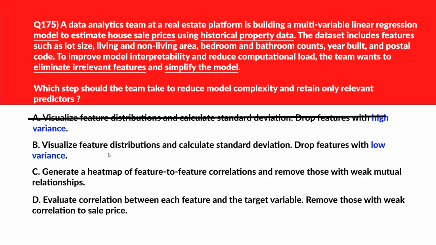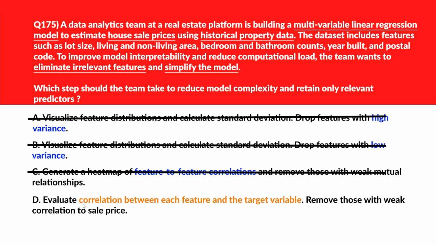B says visualize feature distributions and calculate standard deviation. Drop features with low variance. Low variance may indicate limited information but doesn't confirm lack of predictive value. We'll eliminate it. We'll move to now C. C says generate a heat map of feature to feature correlations and remove those with weak mutual relationship. Mutual correlation between features doesn't reveal their relationship with the target variable. Wrong answer. We'll move to now D.